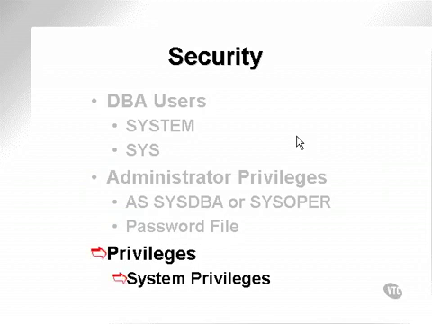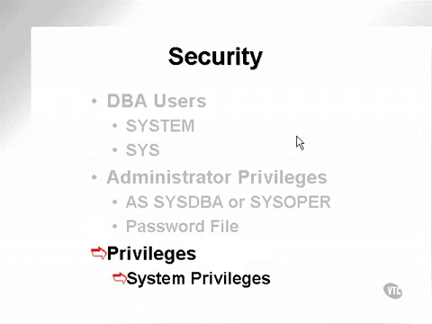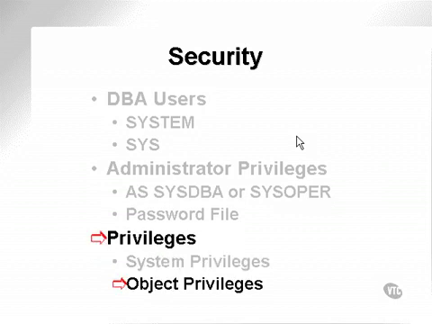Other types of privileges are system privileges and object privileges in general. A system privilege is a privilege granted to a user which allows creation or changing of database objects such as tables and indexes. An object privilege allows access to the information in those tables, such as the data rows.